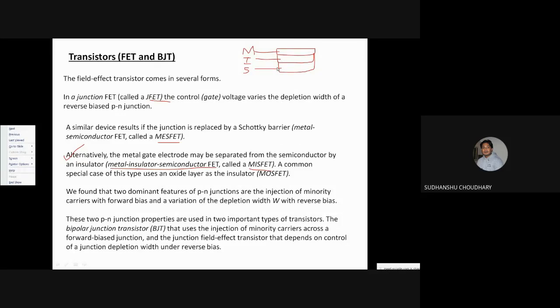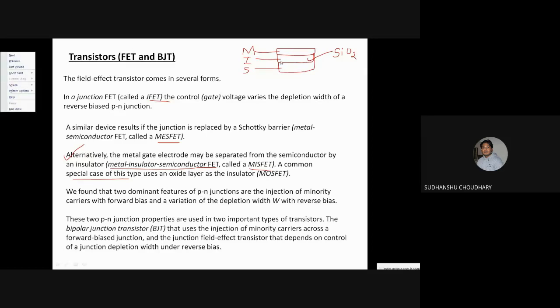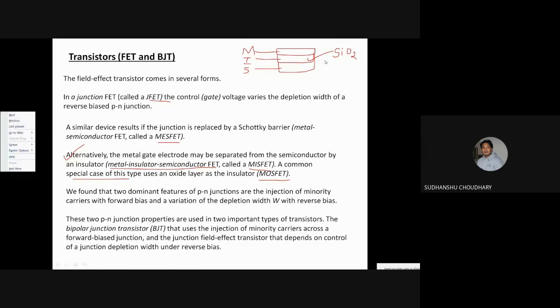Now a common type, a special case of this: if you replace this insulator by a silicon dioxide layer, SiO2 layer, that is, replace this insulator layer by a silicon dioxide or oxide layer, then another form of field effect transistor is formed, which is called the MOSFET, that is, metal oxide semiconductor field effect transistor.